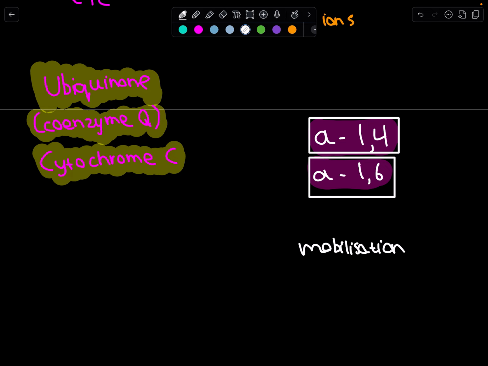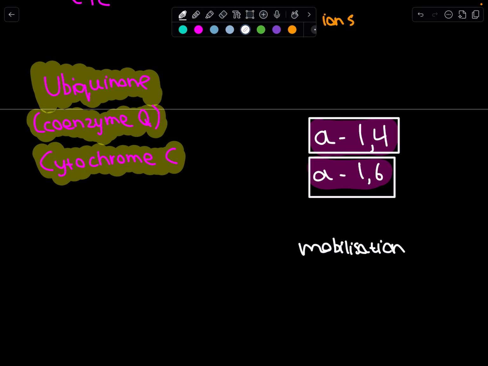Glycogen's alpha-1,4 bonds form glucose chains, while alpha-1,6 bonds create branches for fast breakdown. Mobilization is the process of breaking down glycogen, glycogenolysis, to release glucose, triggered by hormones like glucagon or epinephrine, to fuel cells during fasting or activity. Want more on mobilization mechanics? Yes, please.